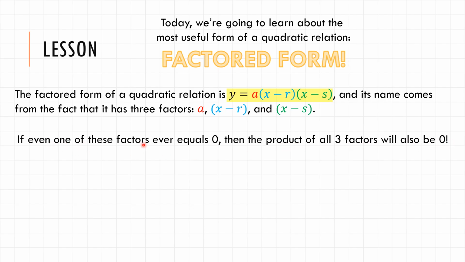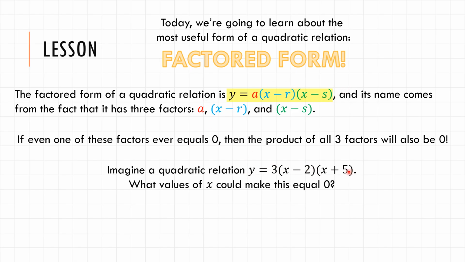If even one of those factors is 0. So for example, let's choose some values for a, r, and s. Let's choose this quadratic equation here. What are some values of x that could make this factor or this factor or this factor equal 0?